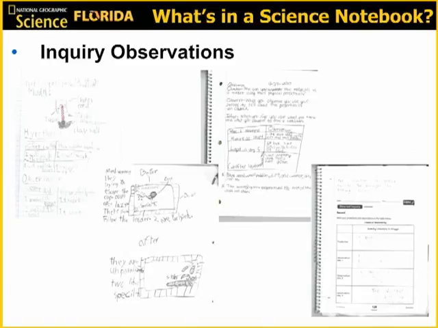The final element found in an effective science notebook is the observations and notes they take during their inquiry activities. Writing what they learn will help students understand why they are doing the activity and what it teaches them. Again, the two examples on the left are from grade 2 and the two on the right from grade 4.